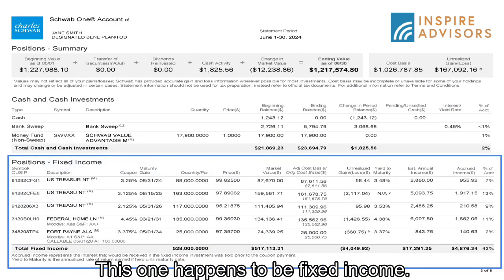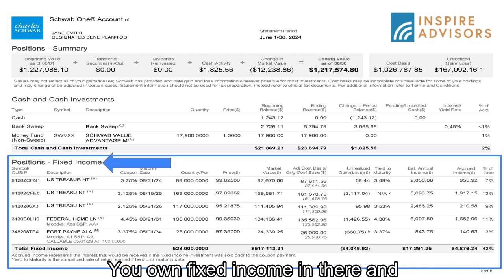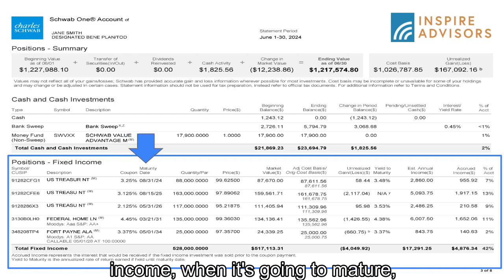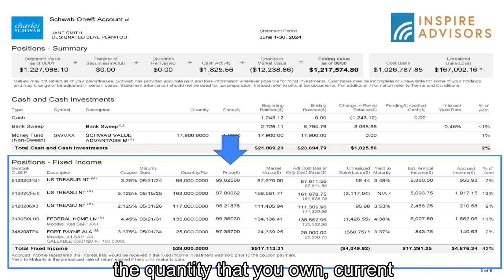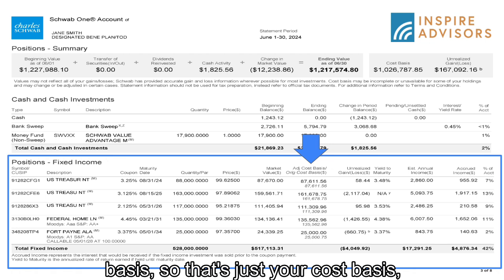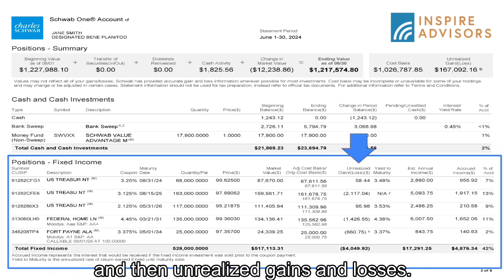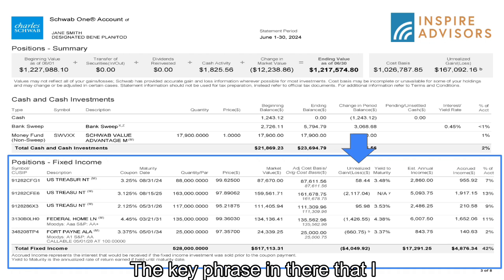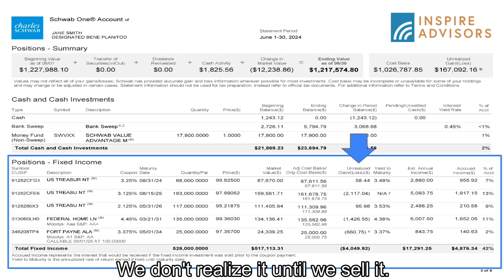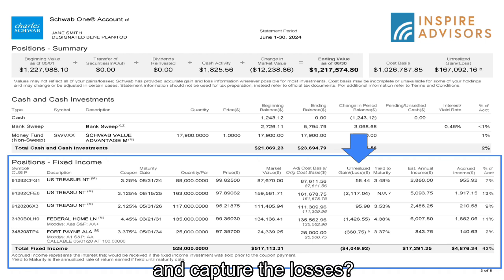This one happens to be fixed income. You own fixed income in there, and it's going to break it down. Coupon is the interest rate that is on the fixed income, when it's going to mature, the quantity that you own, current market price as of the printing of the statement, market value, adjusted cost basis, so that's just your cost basis, and then unrealized gains and losses. The key phrase in there that I always tell people is unrealized. We don't realize it until we sell it. Do you realize the gain and capture the losses? So right now, it's not real, it's phantom.